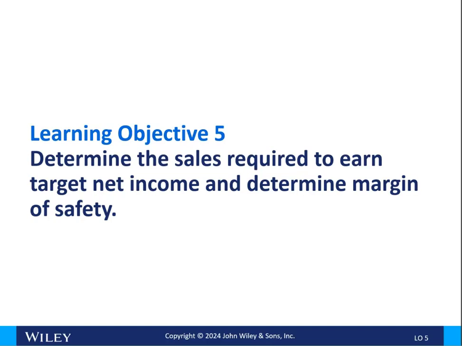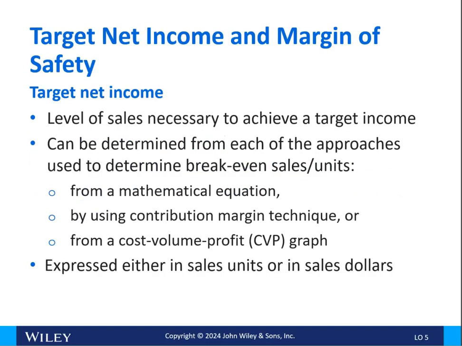And finally, we'll determine the sales required to earn a target net income and determine margin of safety. Target net income is the level of sales necessary to achieve a target income. It can be determined from each of the approaches used to determine break-even sales or units. So remember, that's a mathematical equation, using the contribution margin technique, or from a cost volume profit graph. It's expressed in either sales units or sales dollars.